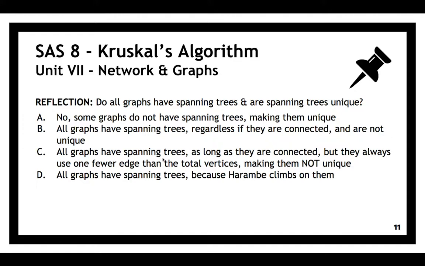All graphs have spanning trees, and that's true. We can make a spanning tree out of every graph as long as they are connected. And in the last qualifier, it sets it in stone. They always use one fewer edge than the total vertices, making them not unique. So we can have several different spanning trees, and that means that they're not unique. It's not the only spanning tree in the graph. We can have several, and that's why they're not unique.